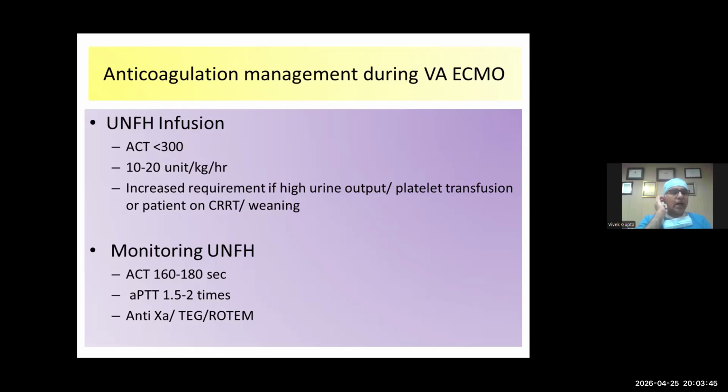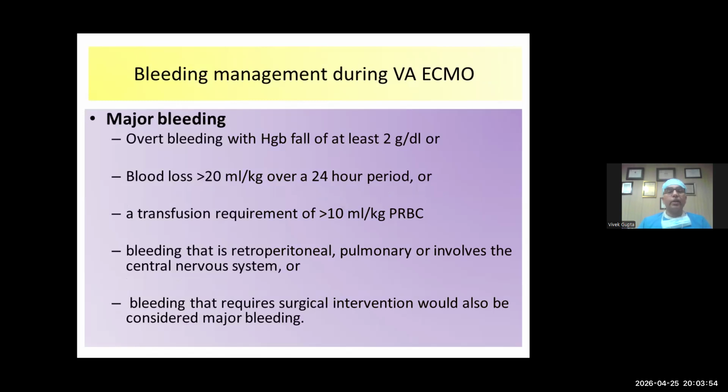Sometimes when the patient is bleeding, or you need to look at what blood product needs to be replaced, then you can go for the TEG or ROTEM, and you monitor anti-Xa. If the patient is having HIT or there's a problem, you can use bivalirudin as an alternative. It is getting very popular, but still in India, we commonly use heparin as the first-line anticoagulant.